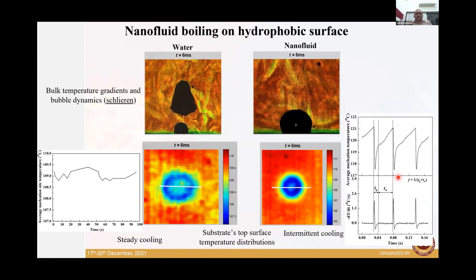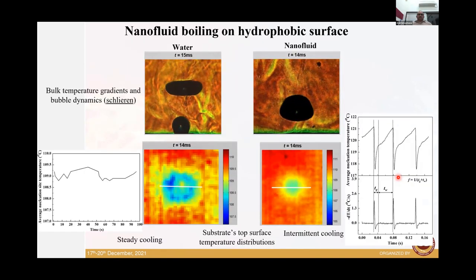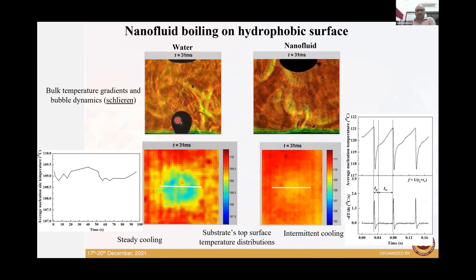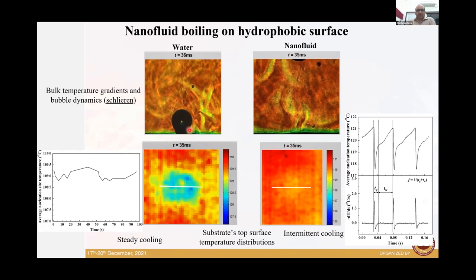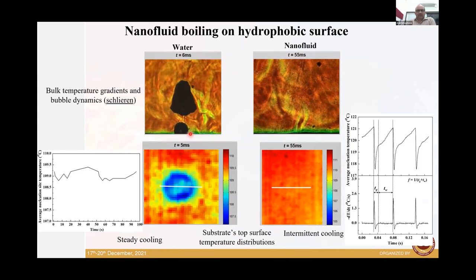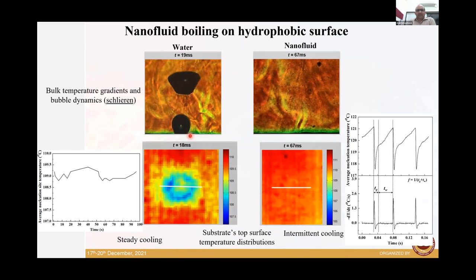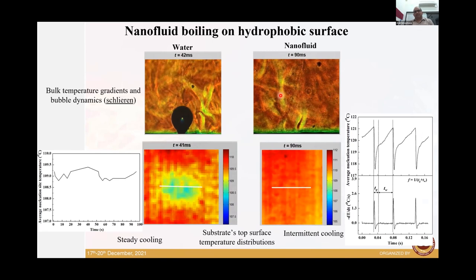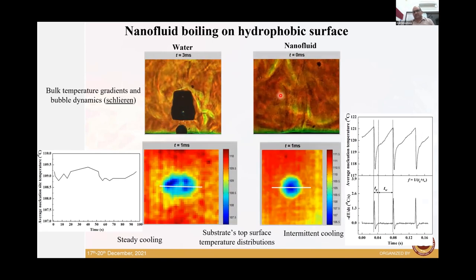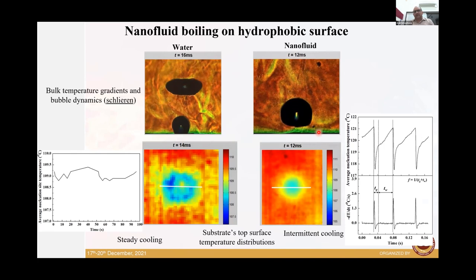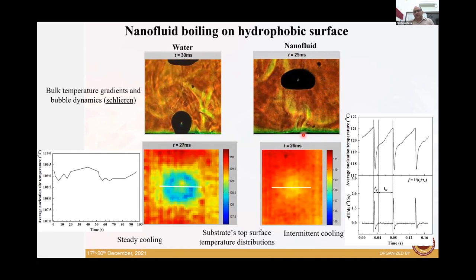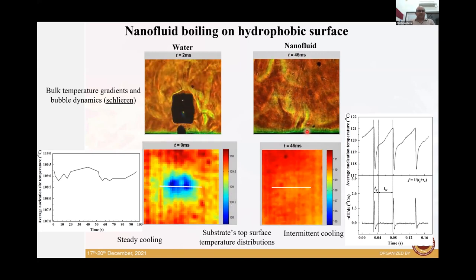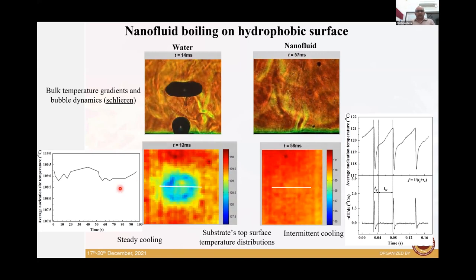So here, when it comes to nanofluid boiling on a hydrophobic surface, on the left column you can see that this is water. The substrate is behaving as a hydrophobic surface with respect to water. You can clearly see a contact angle of nearly 85 or 90 degree. But on the other hand, after some time, this deposition of the nanoparticles changes the surface wettability, and here the contact angle reduces. So this gives more of a hydrophilic nature to the substrate. The thermal signatures are also quite evident.